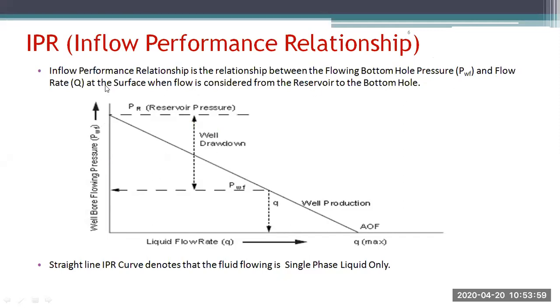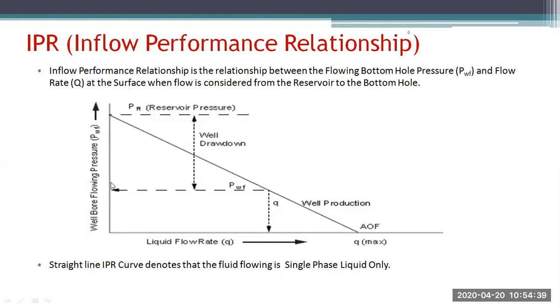Okay, so you have this type of curve or chart where on one axis there is PWF, the flowing bottom hole pressure, and on the other axis you have the liquid flow rate. Generally it is a straight line curve. This IPR is a straight line curve. A straight line IPR denotes that the fluid is flowing in a single phase only. Always important to understand whether it is a liquid phase or a fluid phase. Whatever fluids are there, they are flowing in a single phase only. Okay, so this is the IPR.